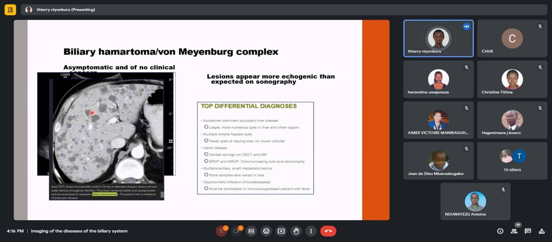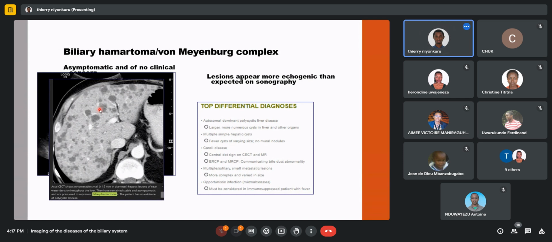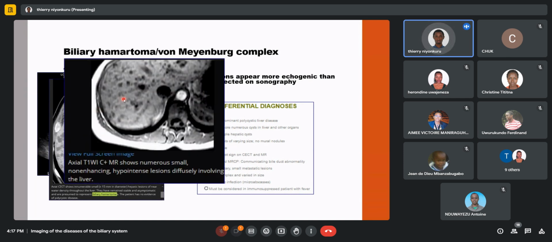On contrasted CT scan, they don't pick up contrast, and as we said, they are water density, cystic, and don't communicate with the biliary tree. They are around vessels, the majority in the right lobe of the liver. They are small-sized innumerable cysts scattered along the liver. On T1 images, you can see these hypointense, non-enhancing small lesions scattered in the whole liver, suggestive of biliary hamartoma.